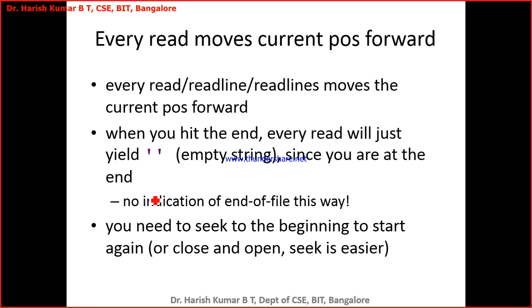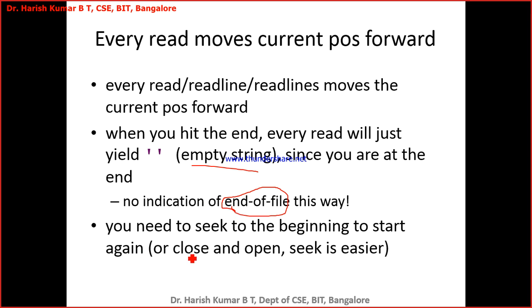Now what read will do is read the entire content of the file. What read line will do is read one complete line. What read lines is going to do is read the number of lines you have specified. On everything, the read write pointer is advanced in the forward direction, and it stops when it reaches the end by returning an empty string. You need to seek to the beginning to start again. Once you get an empty string, when you reach the end of the file, you have to set the read write pointer to the beginning, to the start.